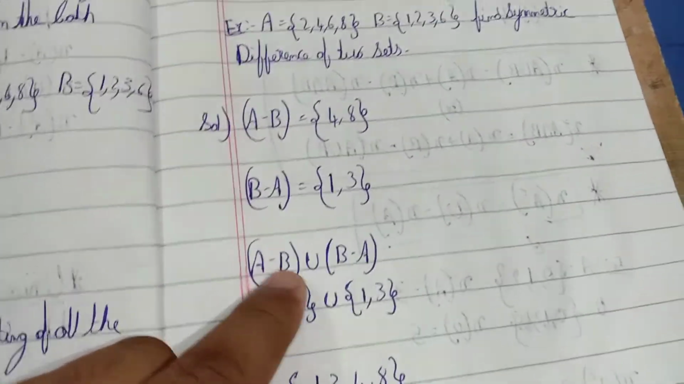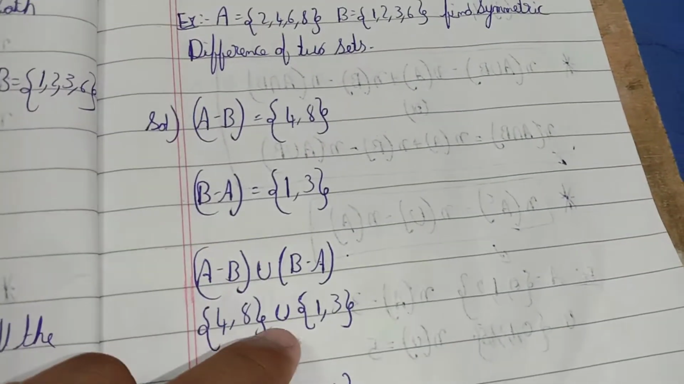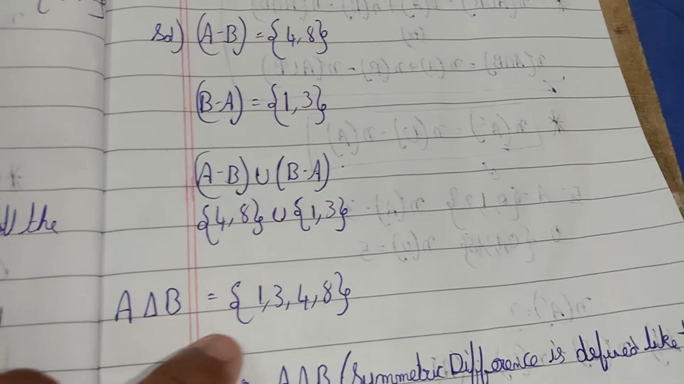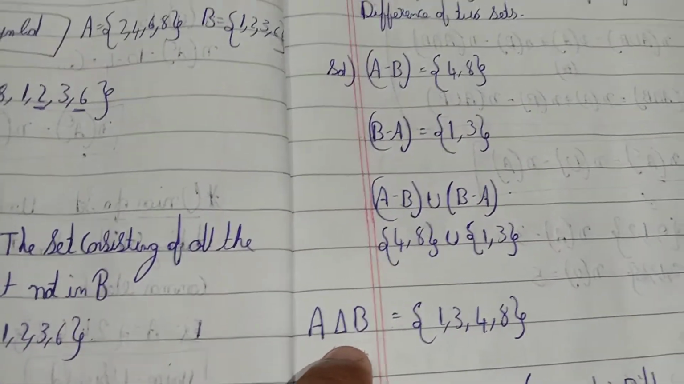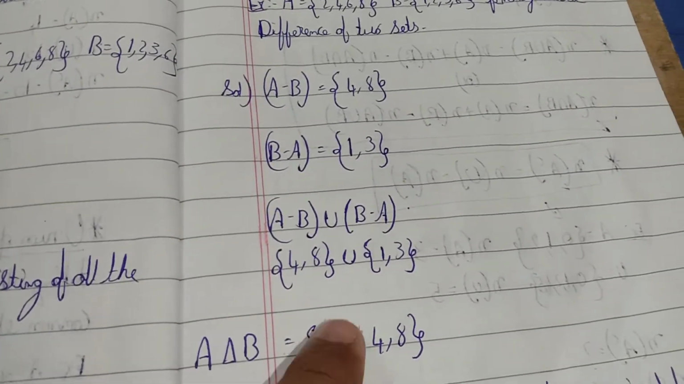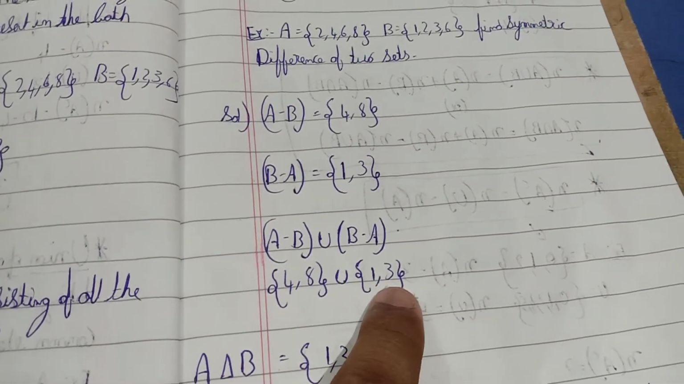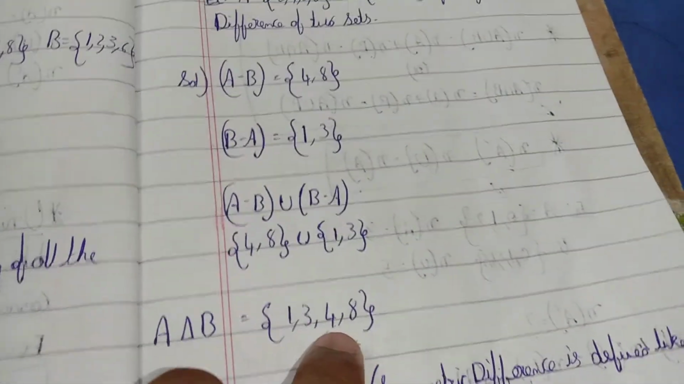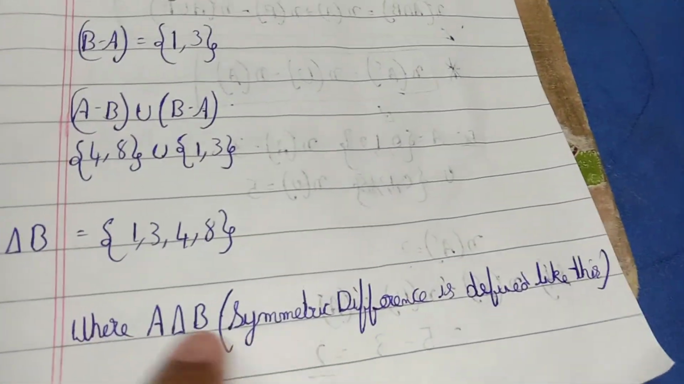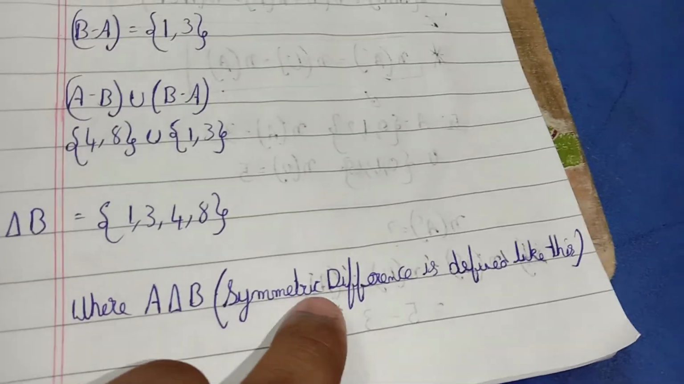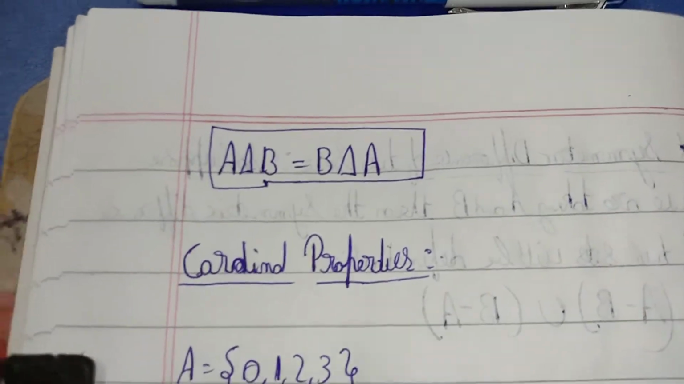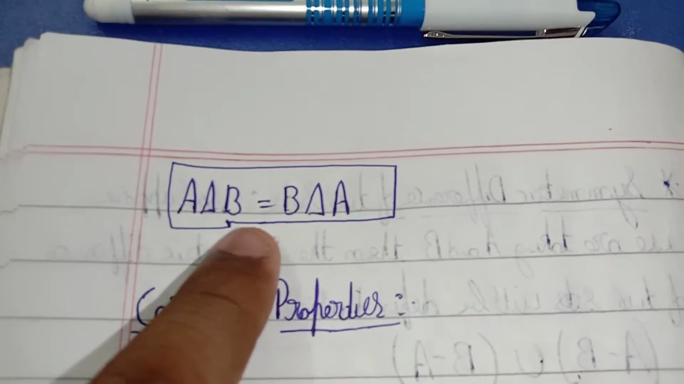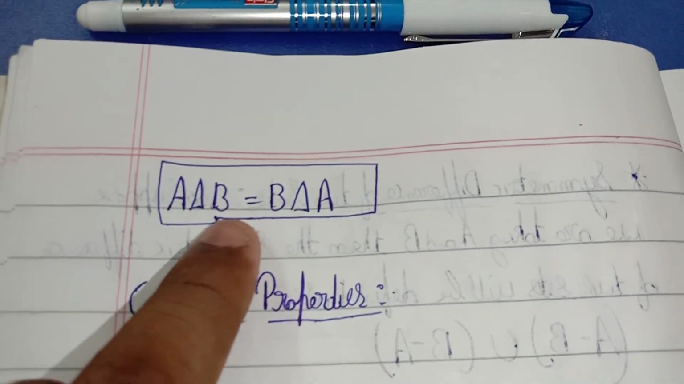A minus B union B minus A means 4, 8 union 1, 3. So 1, 3, 4, 8 is the answer. Symmetric difference of two sets is represented as A delta B. We got 4, 8, 1, 3; we should mix this and 1, 3, 4, 8 is the answer. See, I wrote where A delta B symmetric difference is defined like this. This is also an important formula: A delta B equals B delta A. Always A delta B equals B delta A.